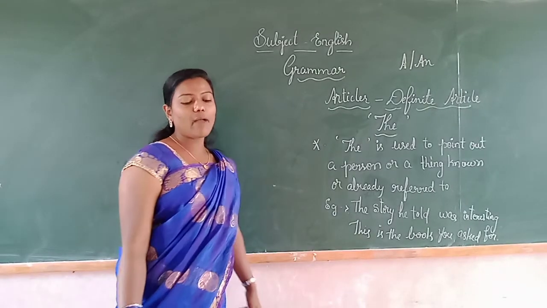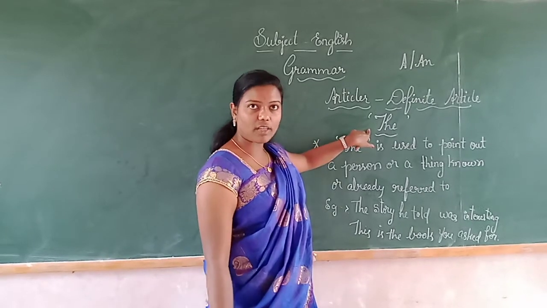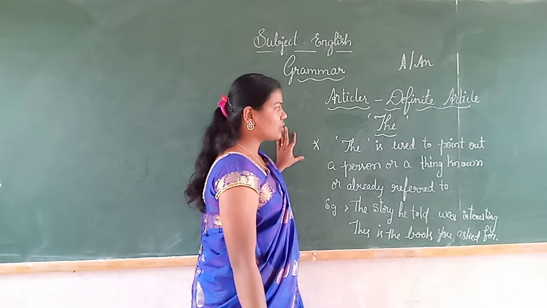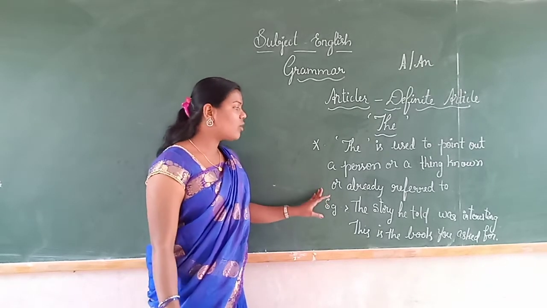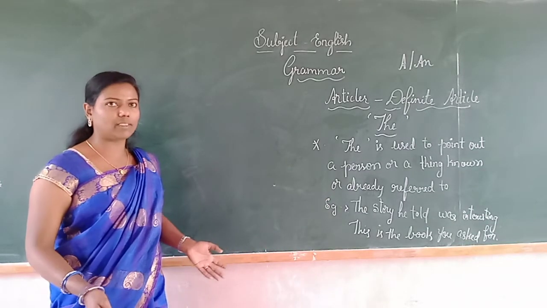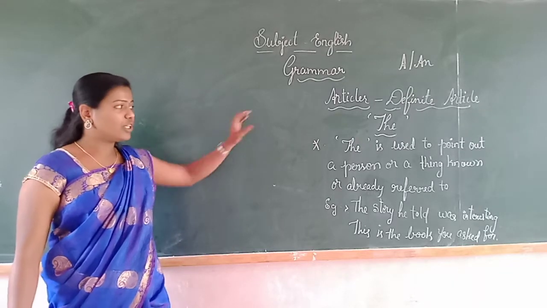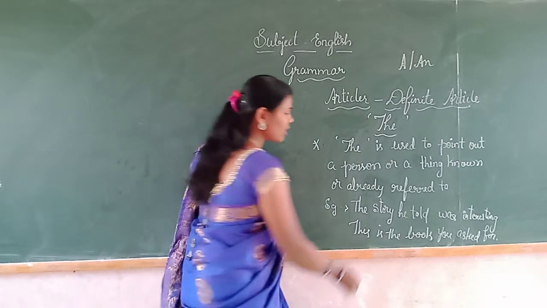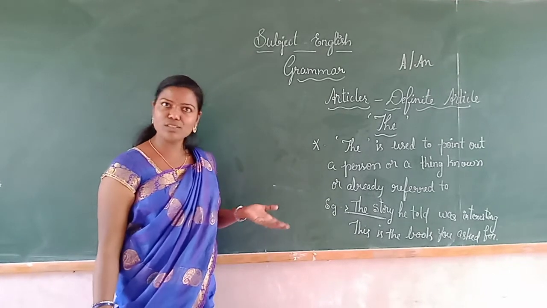So today I am going to teach how to use the definite article the. The first rule, the is used to point out a person or a thing. Noun are already referred to. That means we already know about that person. We already know about that thing. When the time we use the. For example, the story. We already know the story. What story? The bank monkey and the capsule story.